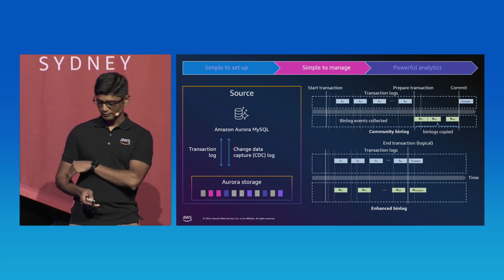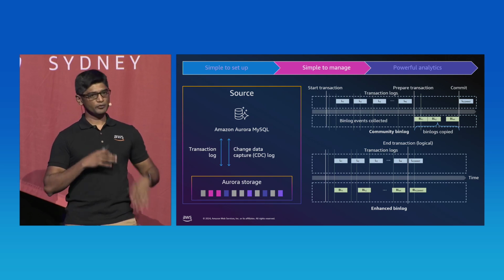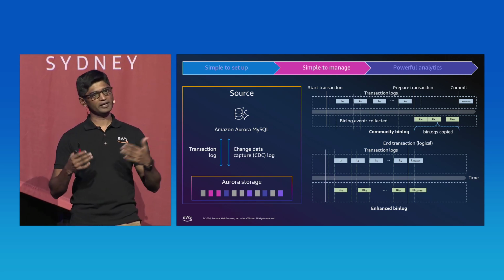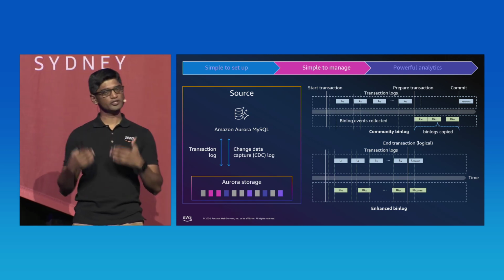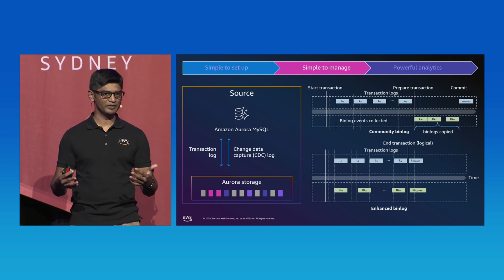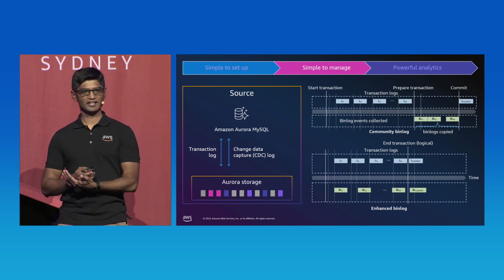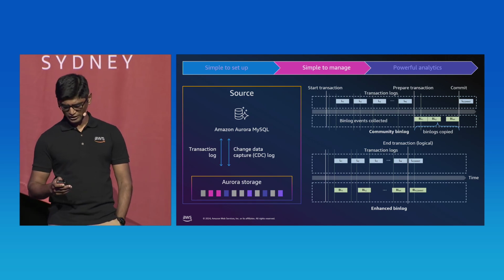But if you look at the bottom right-hand side picture, which is enhanced bin log, whenever you perform any commits, we write in parallel to the transaction log and also to the binary log at the same time, which means we reduce the 2-phase commit, and we also remove all the locking that happens in between, so that we can use this enhanced bin log to push the data to a Redshift cluster. That's the methodology that we are using here.